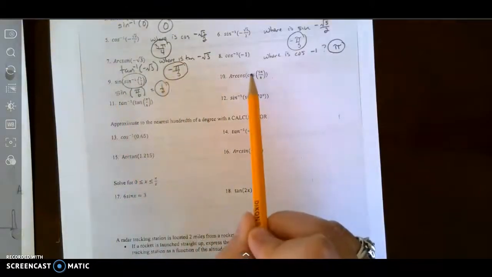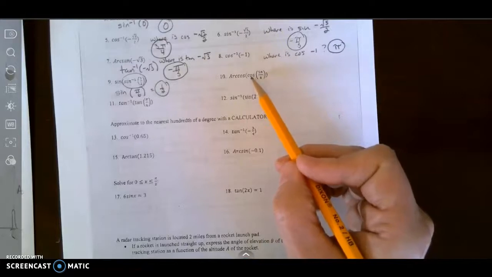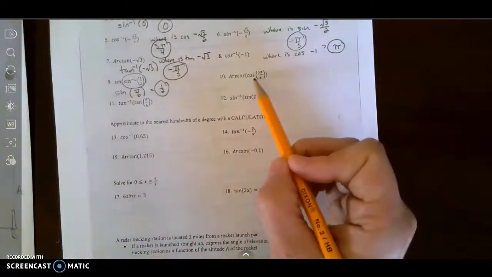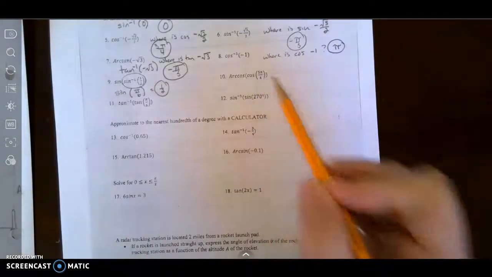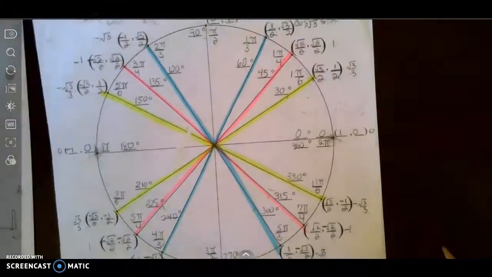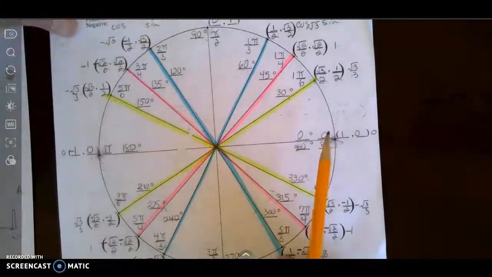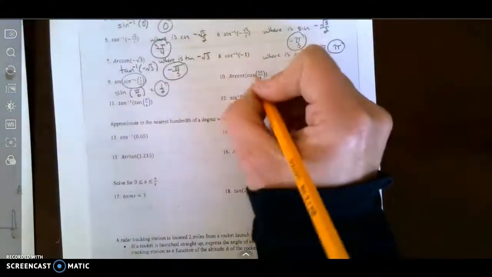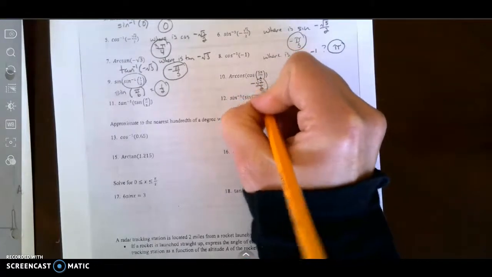Let's go to number 10. Number 10 says, first take, because you always work from the inside out, take the cosine of 5 pi over 4. So I go to my unit circle, cosine 5 pi over 4 is here. Cosine is the x, so it's negative square root of 2 over 2. So this answer is negative square root of 2 over 2.